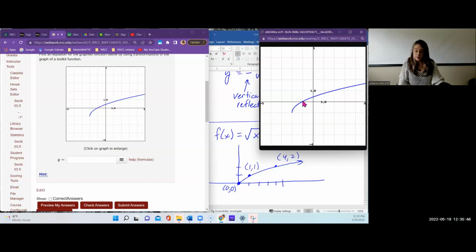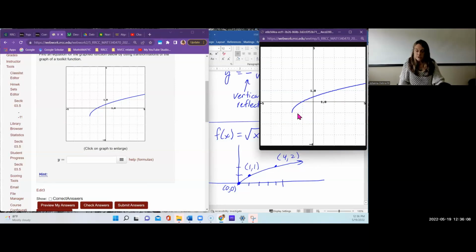Right 1, up 1, that looks right. Right 4: 1, 2, 3, 4, up 2: 1, 2. That looks right. Because the relationship is the same, I know it has not been stretched or compressed either vertically or horizontally. That makes it a much easier problem than it could have been.